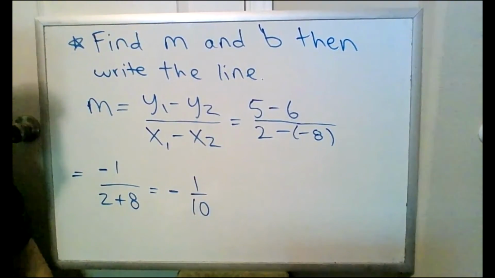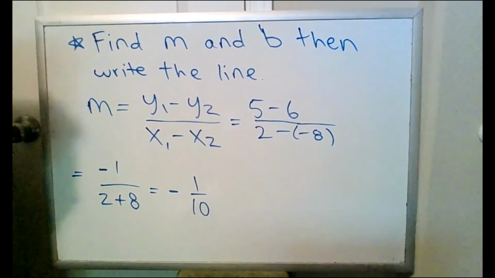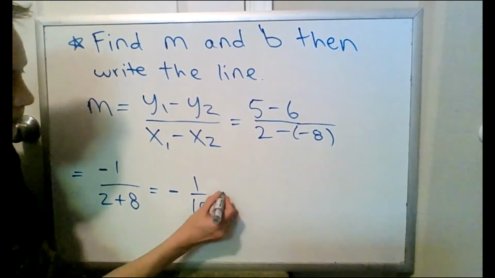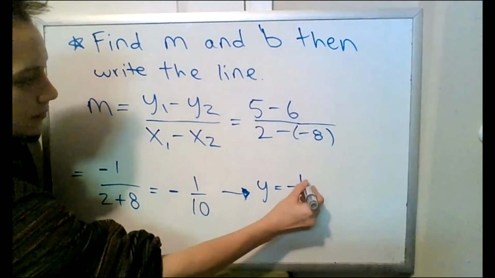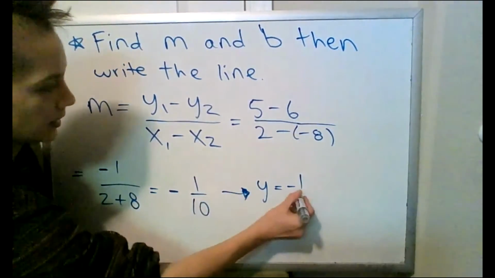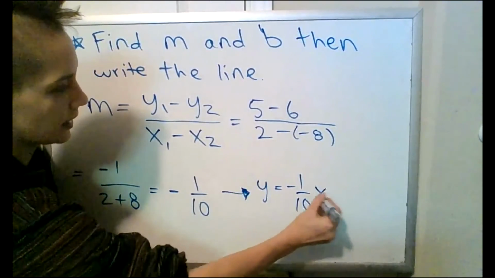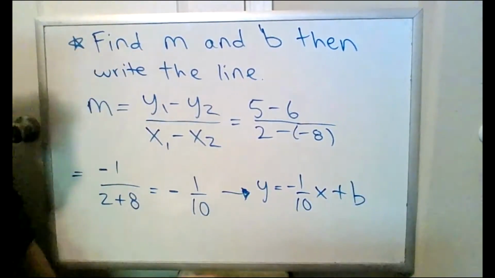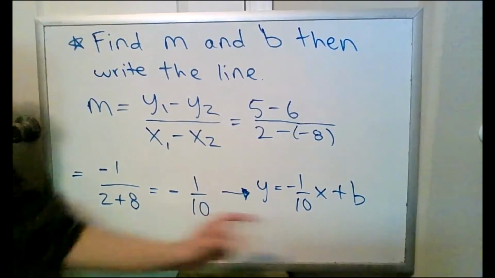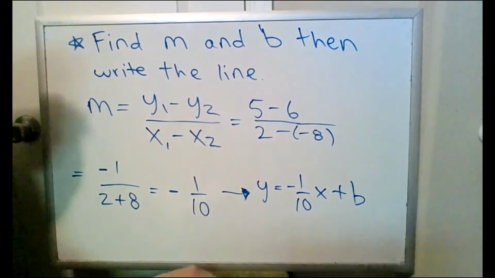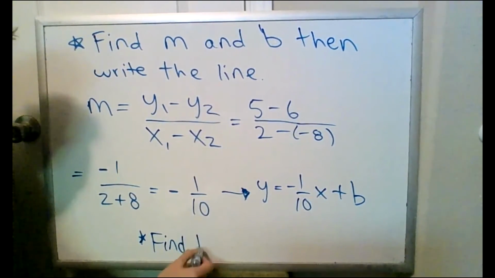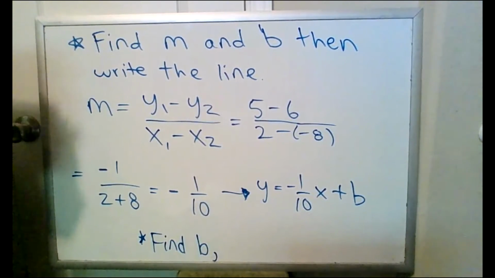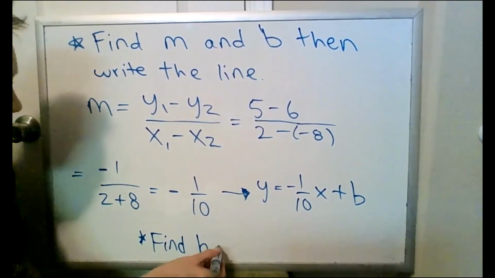So we're getting closer to the equation of the line. I have y equals negative 1 over 10 times x plus b. And now you need to find b. Use one of the points that you're given.